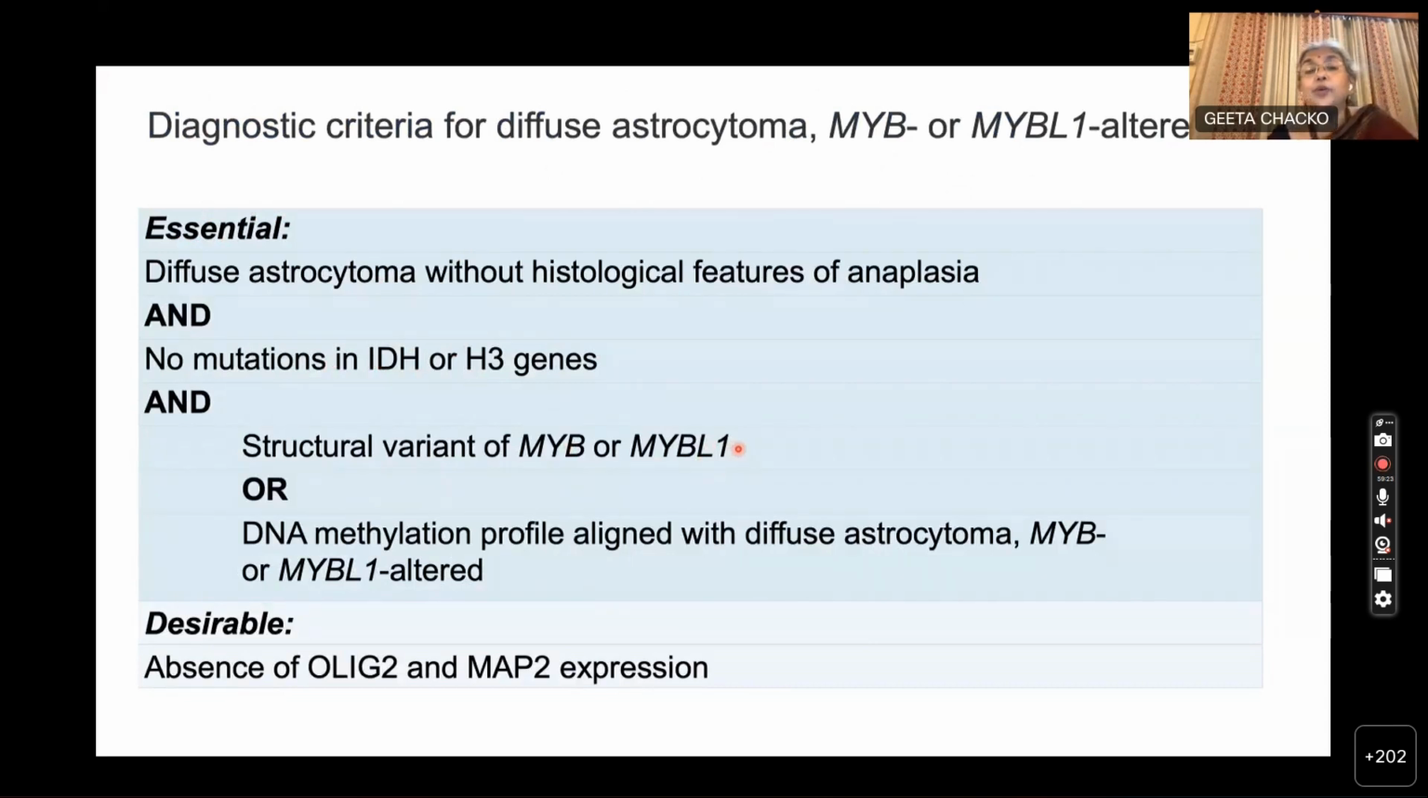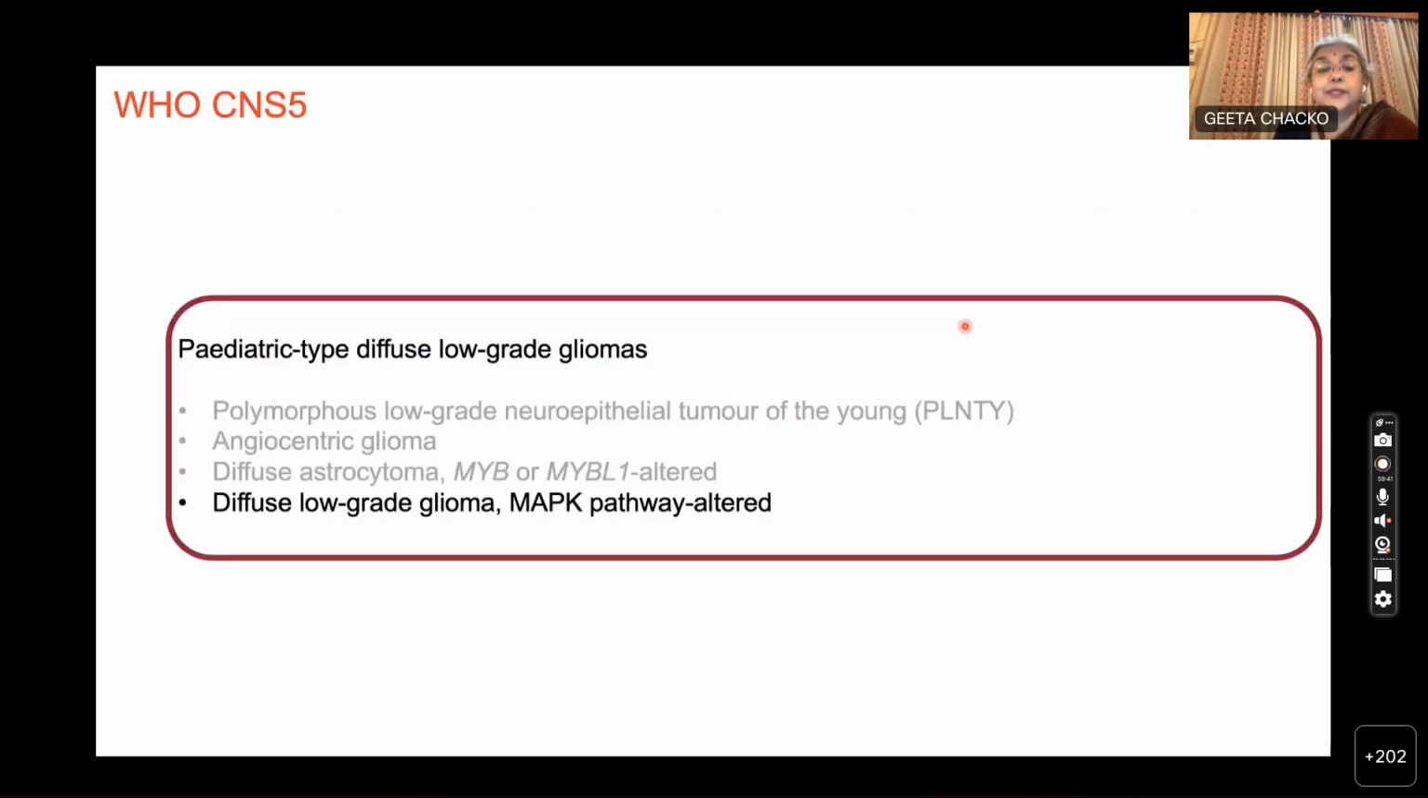So if one sees a low-grade glioma or astrocytic tumor in a child with a diffuse pattern, it doesn't fit with the other two, it's OLIG2 negative, one has to consider this, but without these, you would be at a NOS level with the diagnosis.